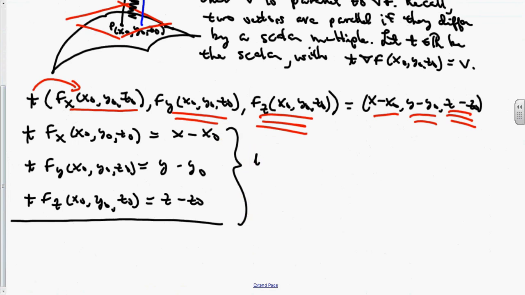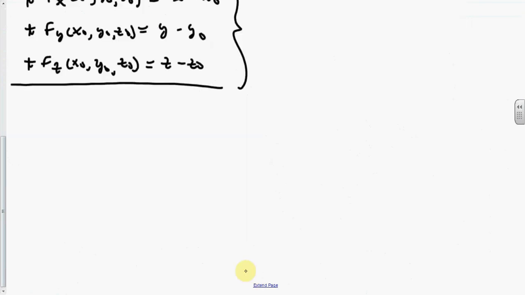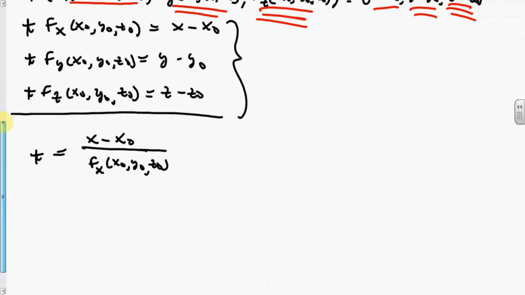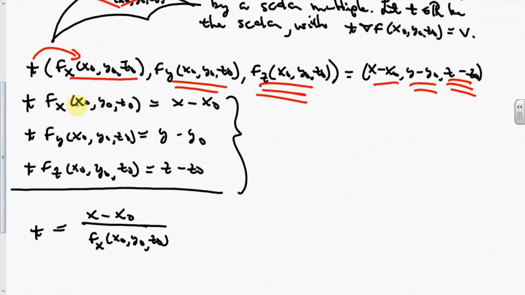Now, if I take these three equations, and if I divide each one by its partial derivative, I have t is equal to, let me write that downstairs, t is equal to x minus x naught all over the partial of f with respect to x at the point x naught, y naught, z naught. That's for the first one. I divided this equation here by this partial of f with respect to x.